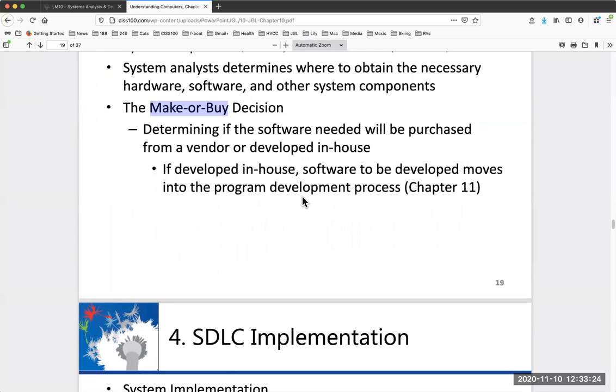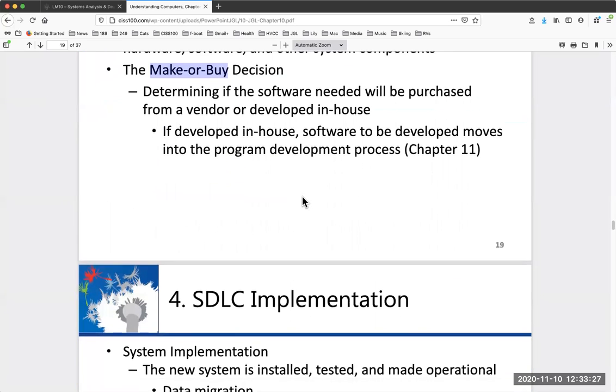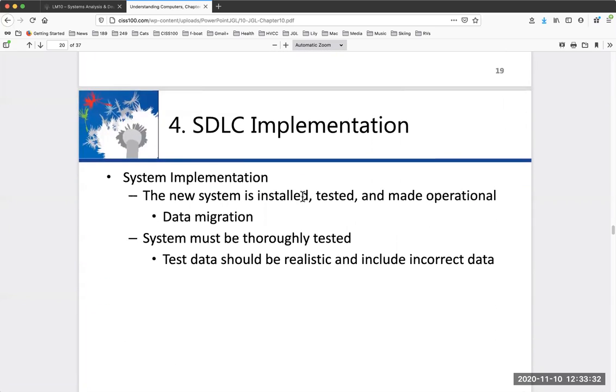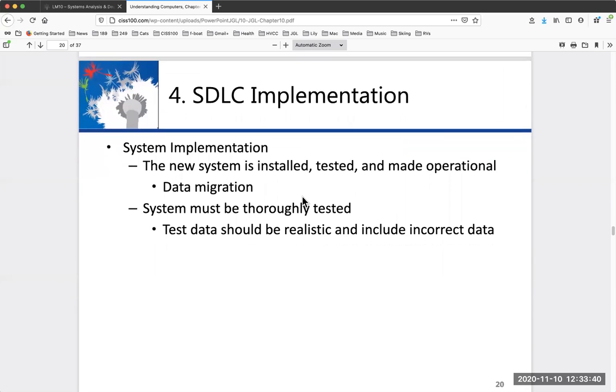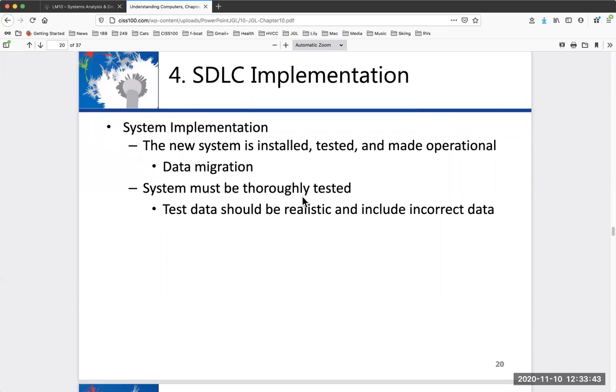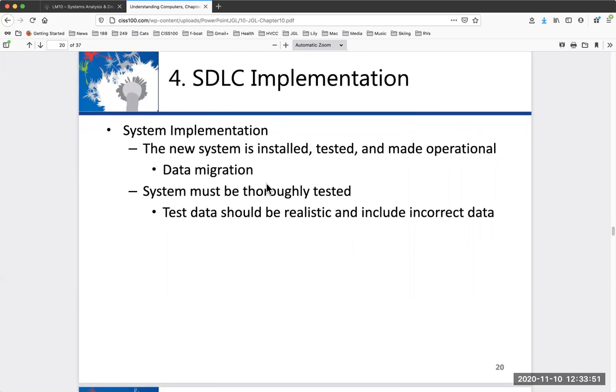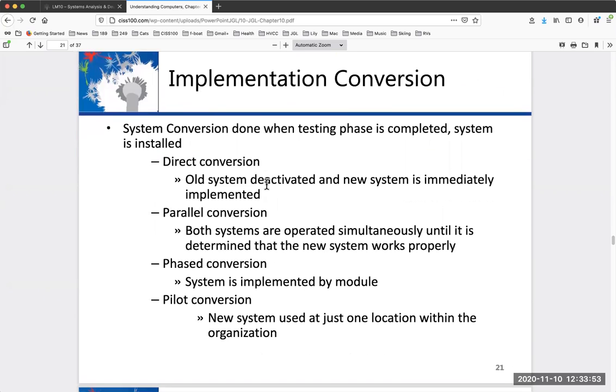And if you create the software in-house, are you pulling people away from other projects that are just as critical? So how's your manpower? There are a lot of things to consider. Moving on, phase 4, implementation. Well, the system is installed, tested, made operational. You have to migrate all your data. There are 4 different approaches in implementation conversion. So what do we have? We have direct conversion, parallel, phased, and pilot.